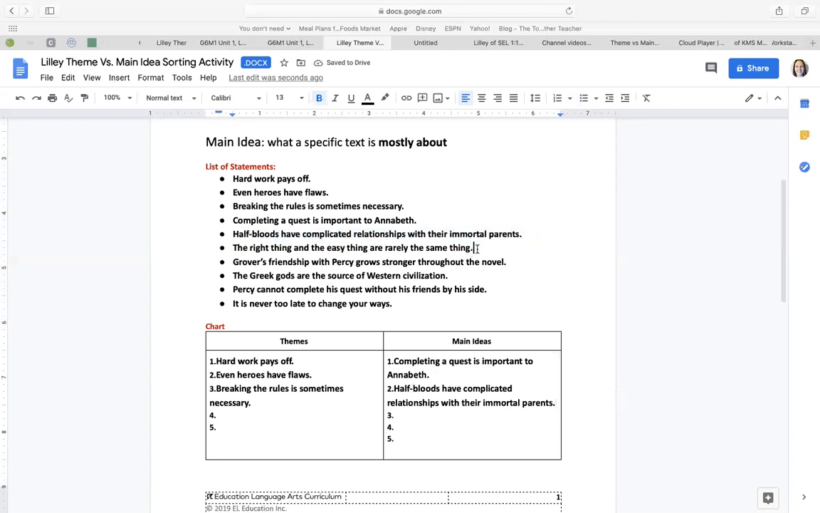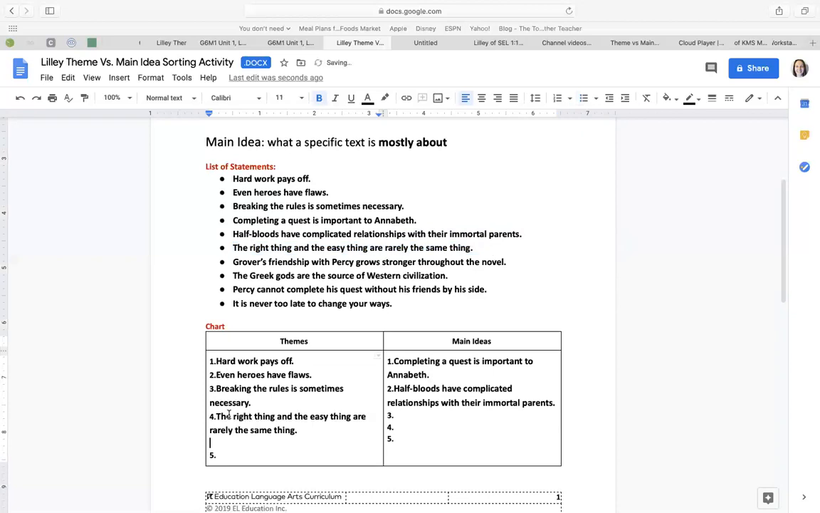And then we get to "The right thing and the easy thing are rarely the same thing." This is also an example of a universal theme. This could be applied to many different stories and scenarios, not just our Lightning Thief book. So we're going to copy and paste that into themes.